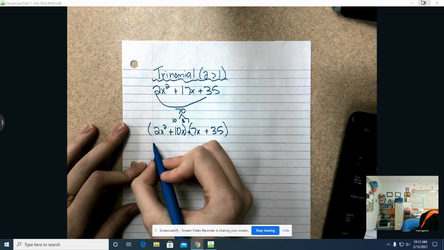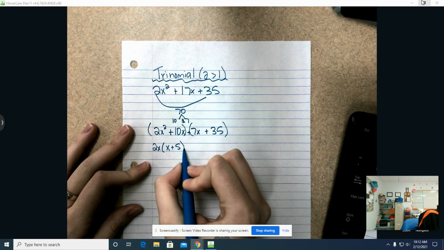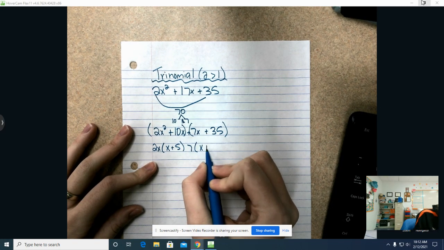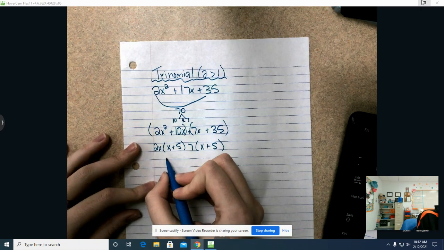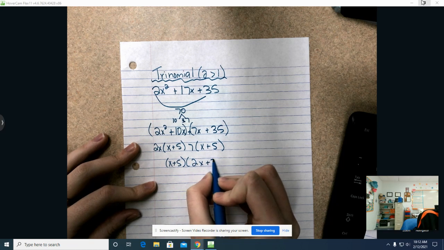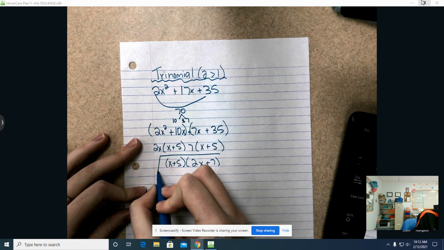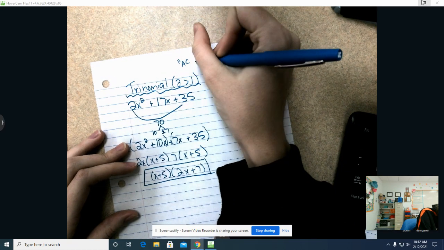Then I'm going to do my factoring. I'm going to have 2x times x plus 5. I can pull out a 7 and I'll be left with x plus 5. These match up, so I'm good to go. So my answer is going to be x plus 5 and 2x plus 7. And this is a lot of times referred to as the AC method.